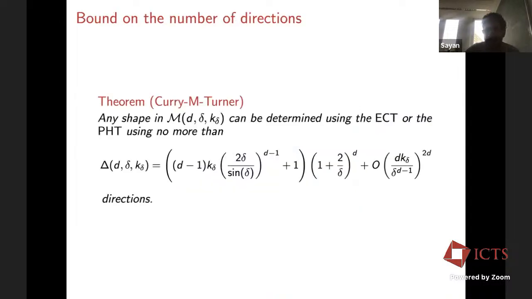And so what we were able to prove, and for those with a bit of a theoretical machine learning background, this is interesting because it was using VC theory, we were able to prove how many directions you need to tell apart any elements in this space. And it depends on that flatness, delta, and it depends on the complexity, K delta, and the dimension.